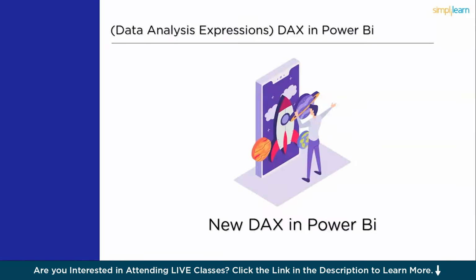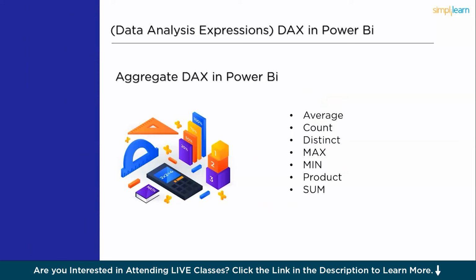Now, for this particular tutorial, we will be focusing on the first category of DAX functions, which is the aggregate DAX functions in Power BI. So the most commonly used aggregate DAX functions in Power BI are average, count, distinct count, max, min, product, sum, etc. Now we will look into a practical demonstration to understand the real-time implementation of these most commonly used aggregate DAX functions in Power BI.